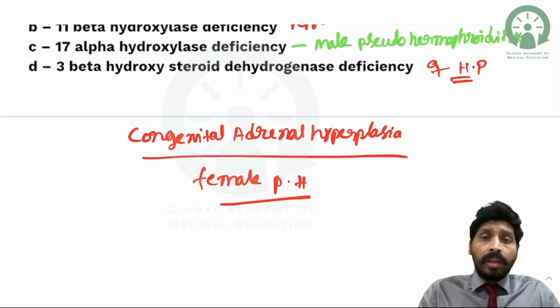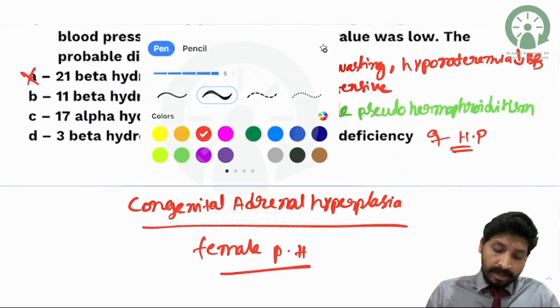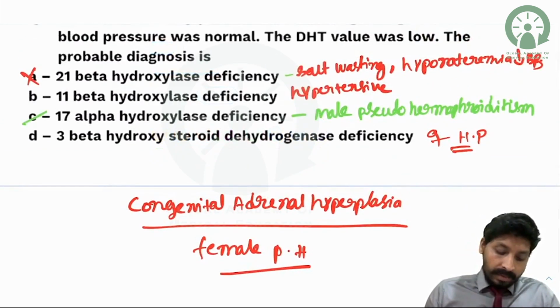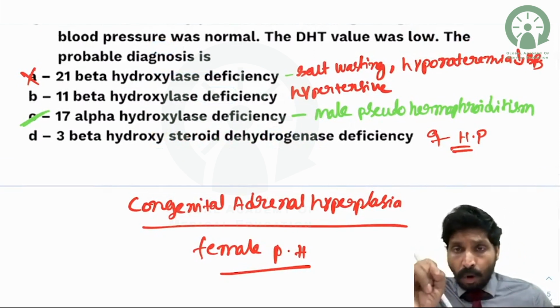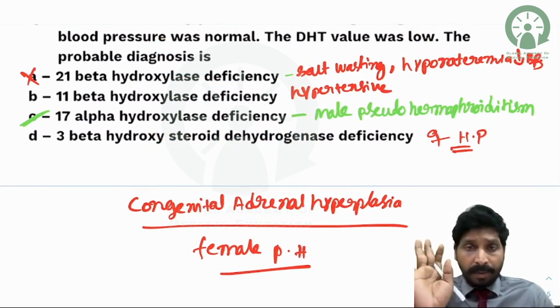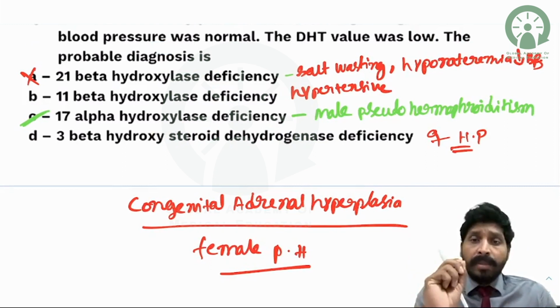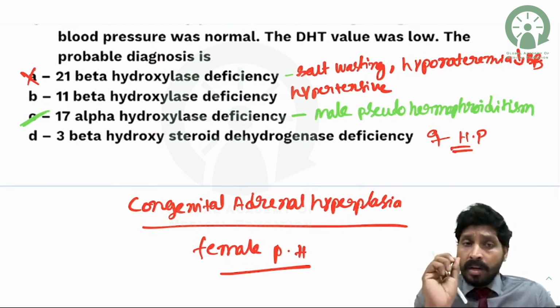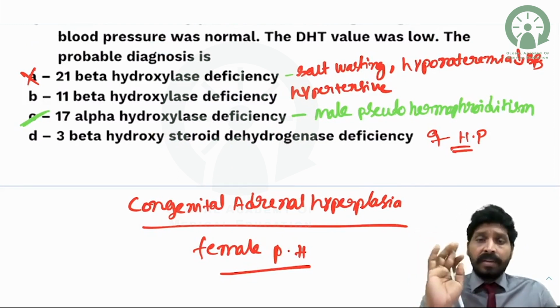So here it is a male pseudohermaphroditism. So it is 17 alpha hydroxylase deficiency. The correct answer will be 17 alpha hydroxylase deficiency. Key features: it is a boy, BP is normal. There is no salt wasting, there is no hyponatremia or hypernatremia. And this is not female hermaphroditism also. So it is a male pseudohermaphroditism, BP is normal. It is not a salt wasting form. So 21 beta is also salt wasting, 11 beta and 3 beta are also salt wasting forms, except 17.